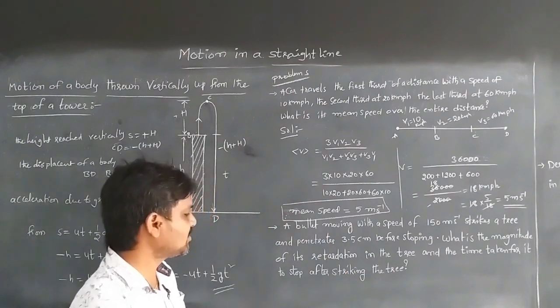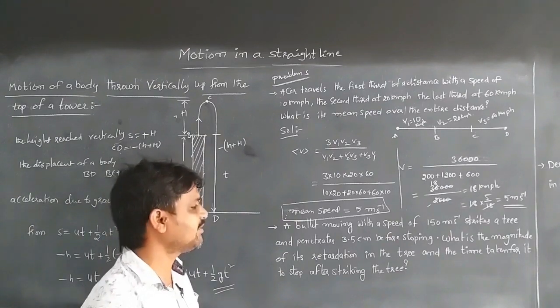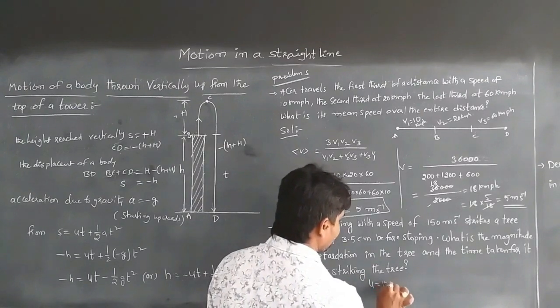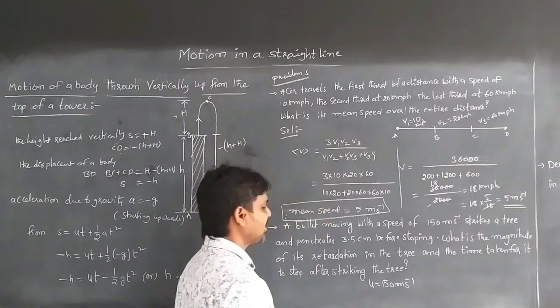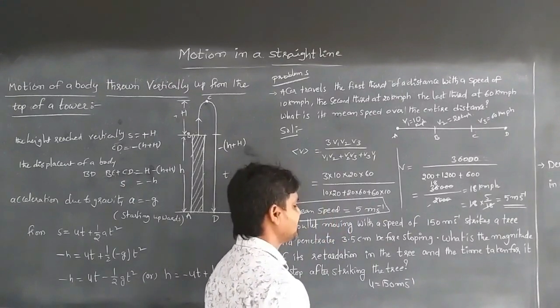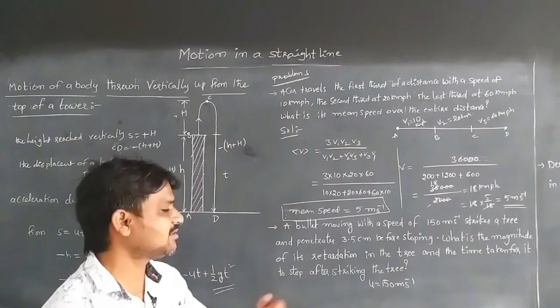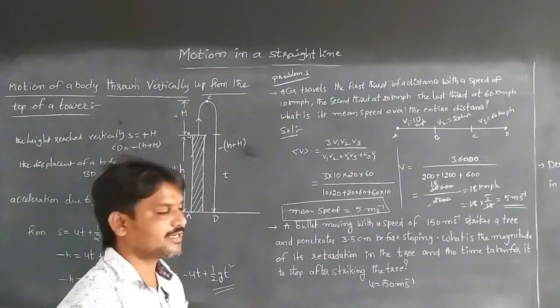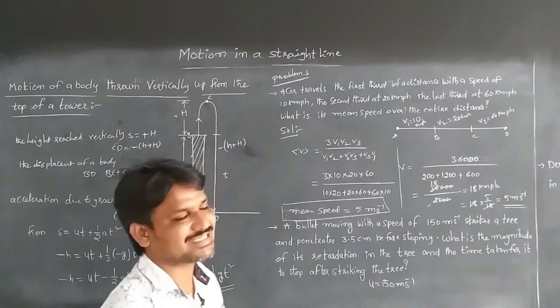So here are the values. A bullet moving with a speed of 150 meter per second means the bullet's initial speed u is equal to 150 meter per second, and it strikes the tree and penetrates 3.5 centimeters. The displacement is 3.5 centimeters, which is in the CGS system, so we should convert it into the SI system.